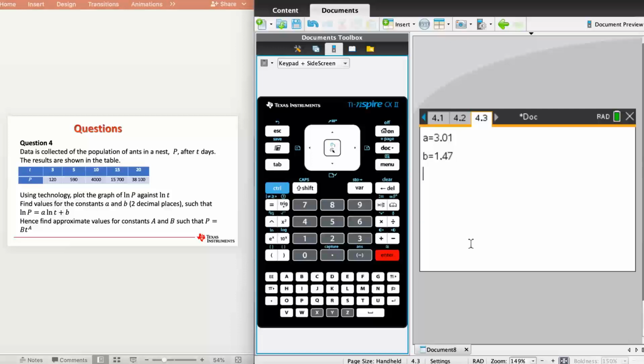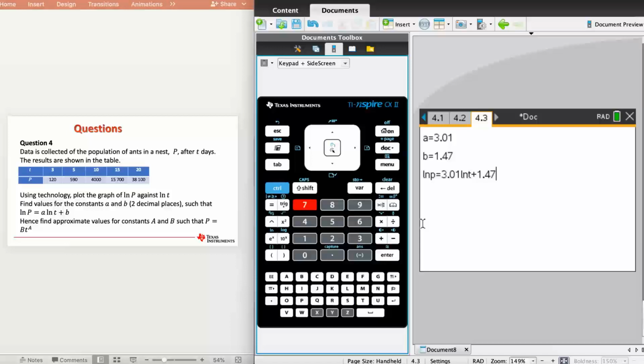Right, so my expression that I have found is the natural log, so ln of p is equal to A, which is 3.01, times ln t plus B, which is 1.47. So that's the expression that I have found from the graph that I've got.